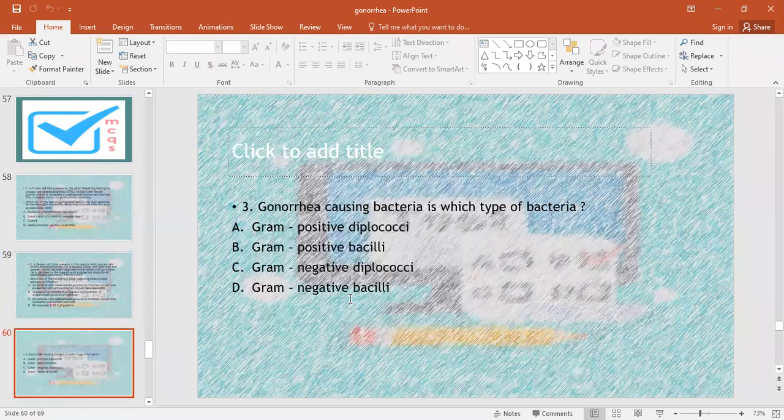Gonorrhea-causing bacteria is which type of bacteria? Gram positive diplococci, gram positive bacilli, gram negative diplococci, or gram negative bacilli. C. Yes, it's gram negative diplococci.